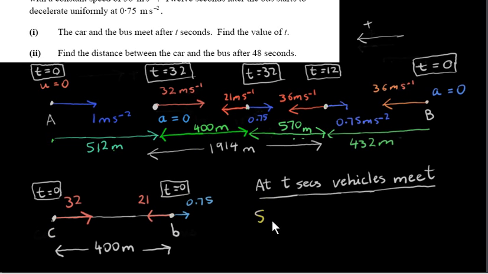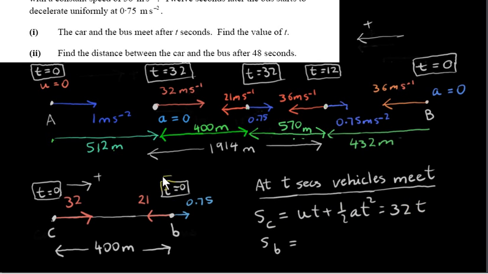So we're interested in the position of the car after t seconds. So the initial speed of the car is 32. So for the car I'm taking directions to the right as being positive. A is 0 for the car. So we just have distance equals speed times time. So t is the time taken for the vehicles to meet.